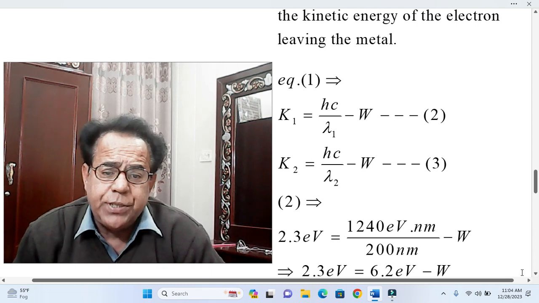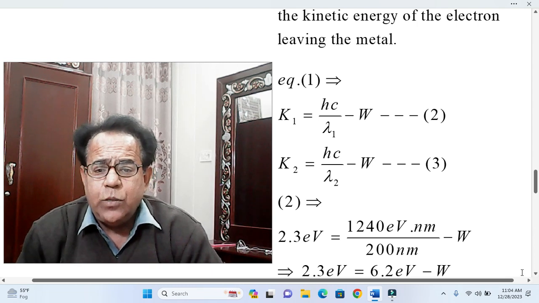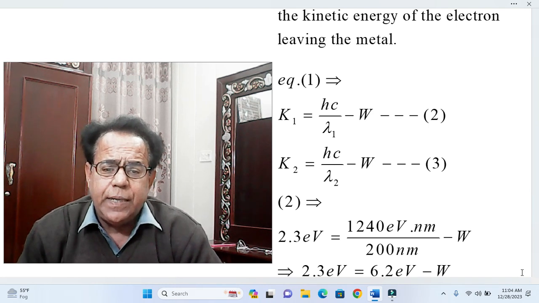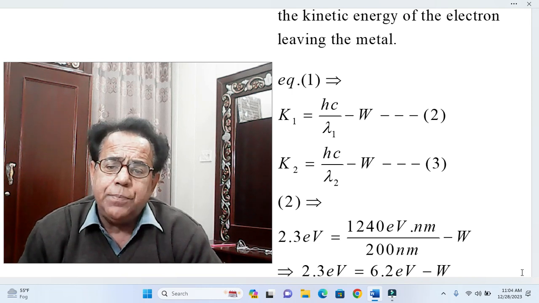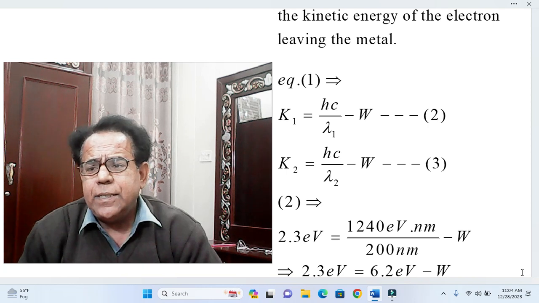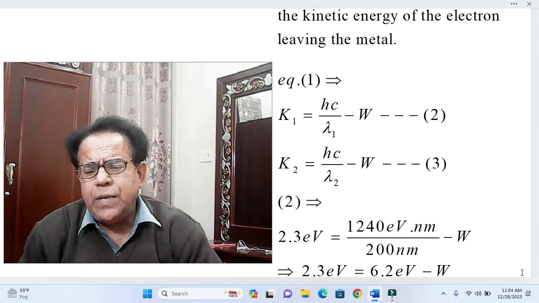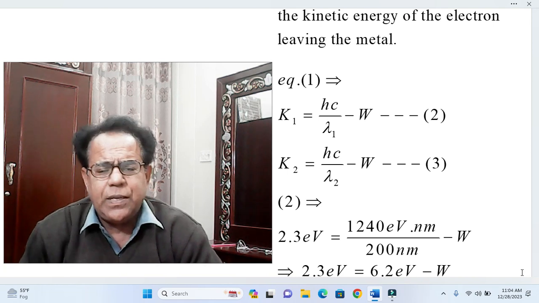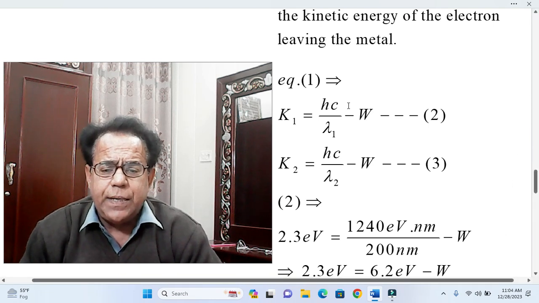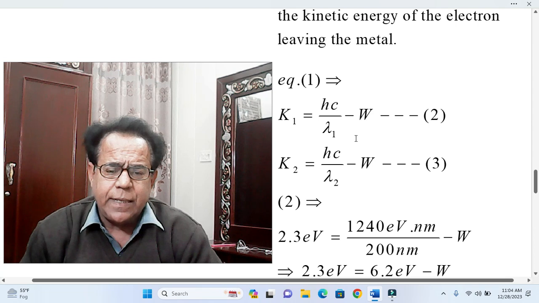Now equation number 1 implies that we are reshaping equation number 1 into two further equations, because we have been provided with two sets of values: one wavelength and energy, and the second wavelength and energy. So we are reshaping equation number 1 into two further categories.